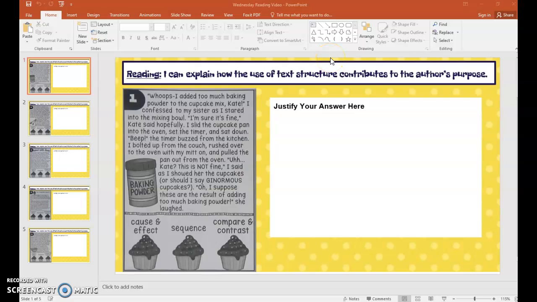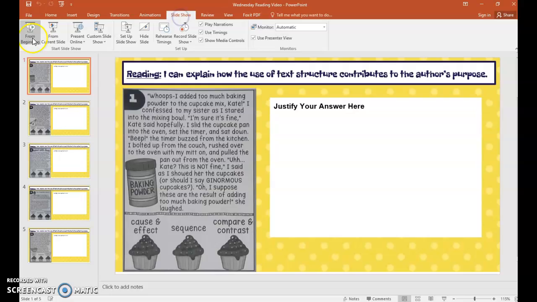Alright guys, today in reading we're going to practice what we learned about yesterday with text structure. You can use your notes from yesterday to help you. I've picked out 5 examples for me to do with you on the video so you can see exactly what I want to see, and then you're going to try 5 on your own. Alright, so let's see.